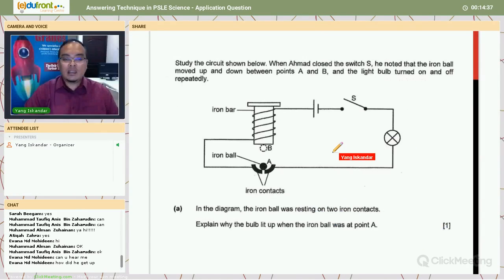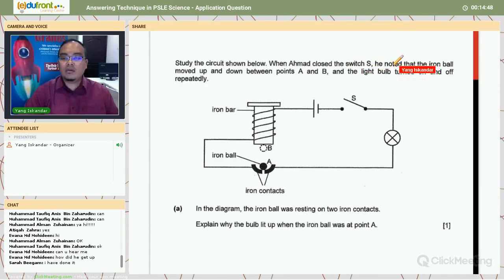Okay, this is another example on electricity, electromagnet, past PSLE question. Study the circuit shown below. When Ahmad closed circuit S, he noted that the iron ball moved up and down between points A and B. I think some of you may have done it before because it is a past PSLE question. I'm sure some of your teachers may have shown you this question. The keyword here is that the light bulb turn on and off repeatedly. Why is it so?